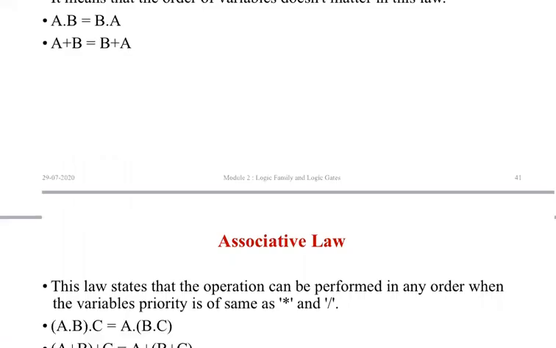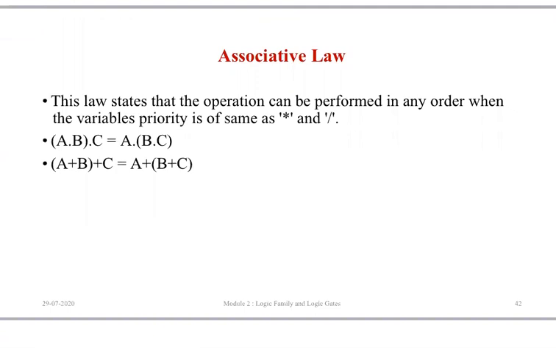The next one is your associative law. Here let us see the associative law. So A dot B into C. I can write it by taking the bracket on this side. So AB operation is performed first, and then I am ANDing with C. Or what you can do, you can perform BC operation together and then A is ANDed with BC. So that is my associative law.